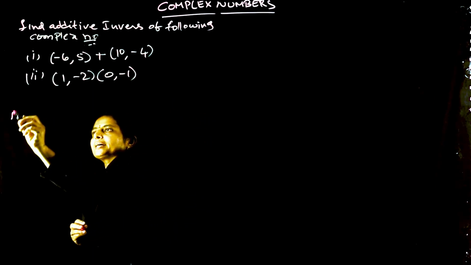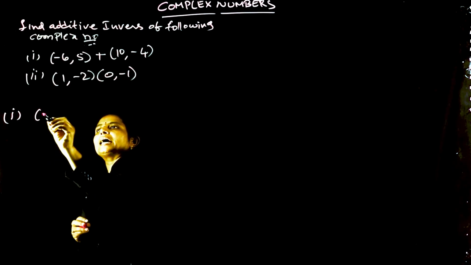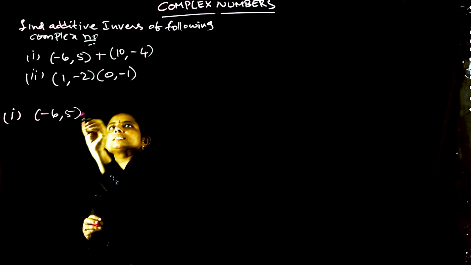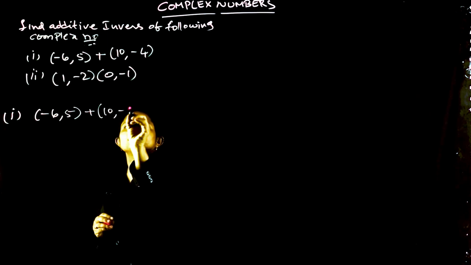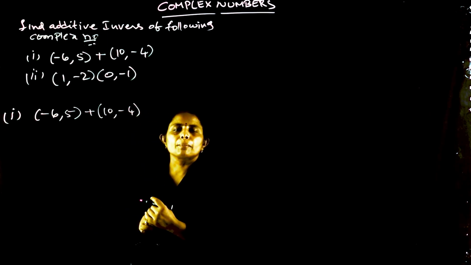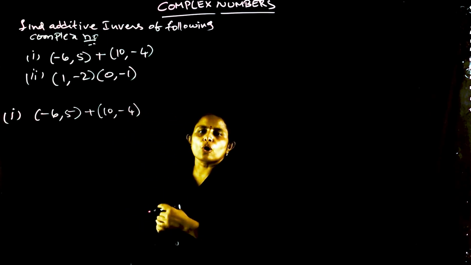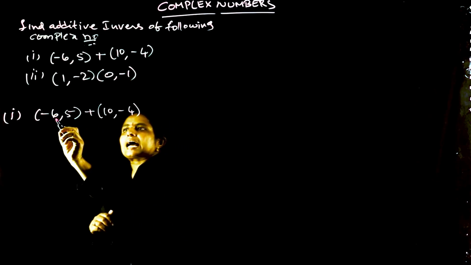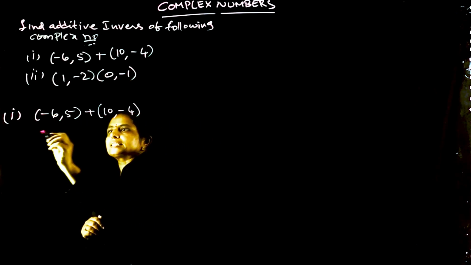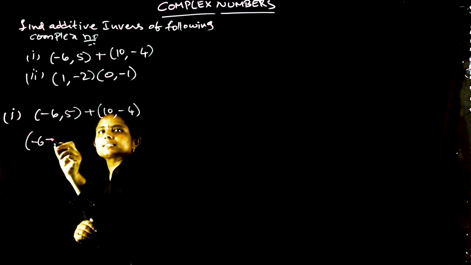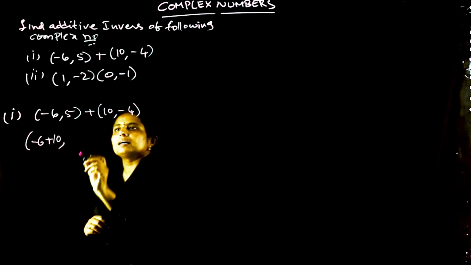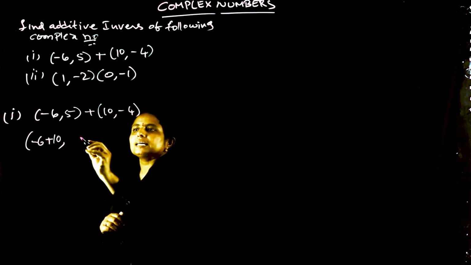Let us take first one. We have to find additive inverse of minus 6 comma 5 plus 10 comma minus 4. Means addition of two complex numbers. So let us add first real parts, that is minus 6 plus 10 comma, then add imaginary parts.